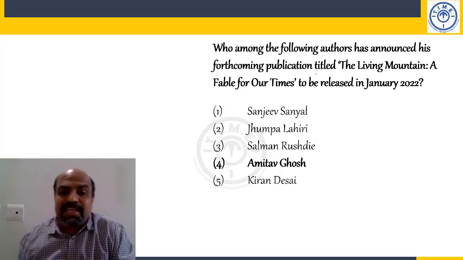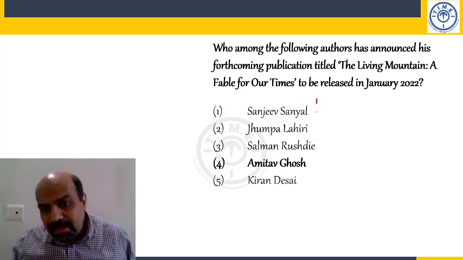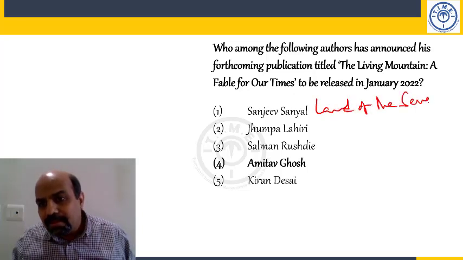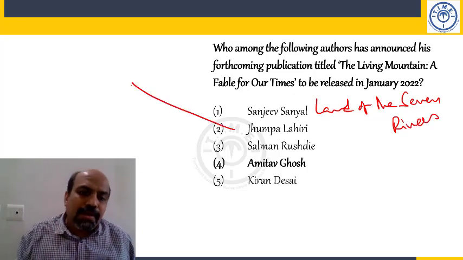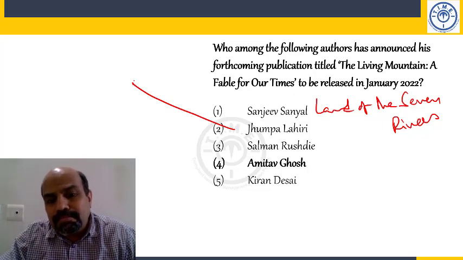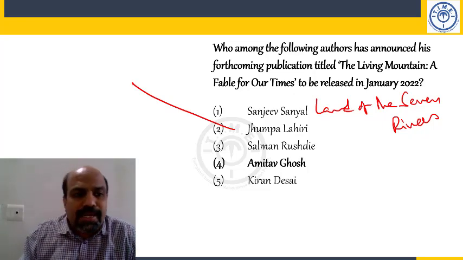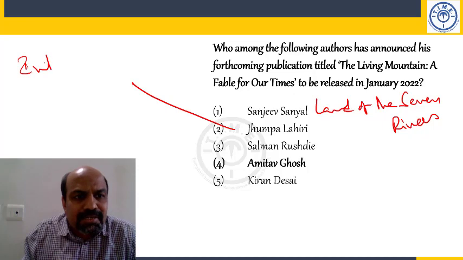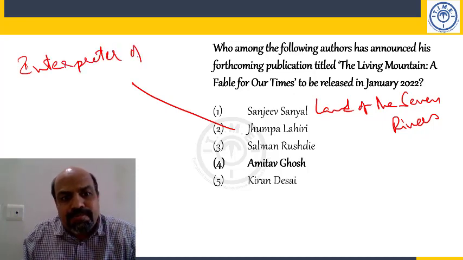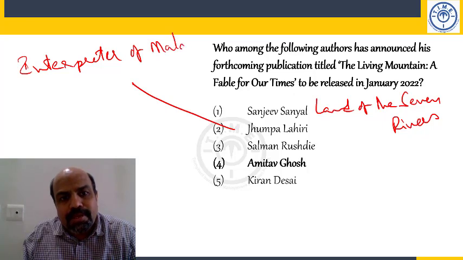So, Land of the Seven Rivers. Jhumpa Lahiri, this lady is a fabulous writer. I have only one of her books, and someone had taken it and never returned it. It's called The Interpreter of Maladies.